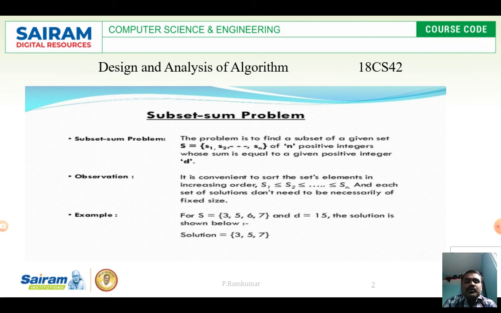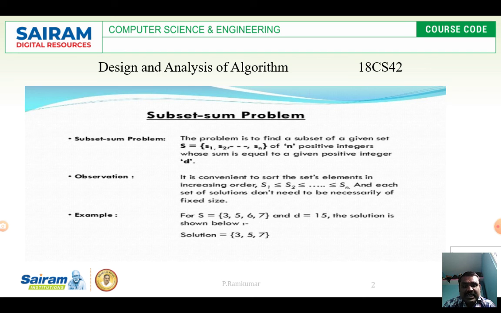So the problem is to find a subset of a given set. Let S equal S1, S2, up to Sn of n positive integers, where the sum is equivalent to a particular positive integer value d. So here the observation is it is convenient to sort the set elements in increasing order. That is, the first element should be less than the second element, the third element should be greater than the second element, the fourth element should be greater than the third element, and so on.